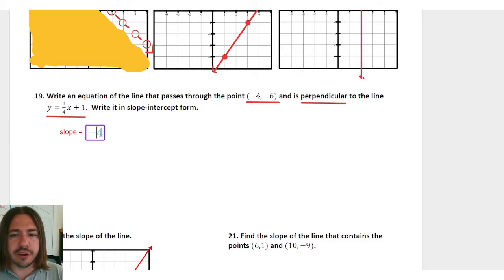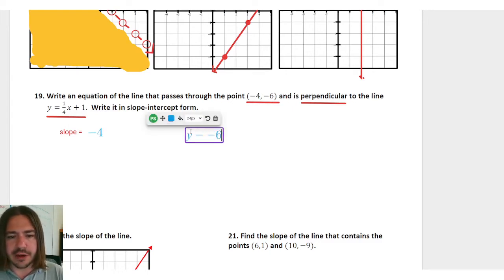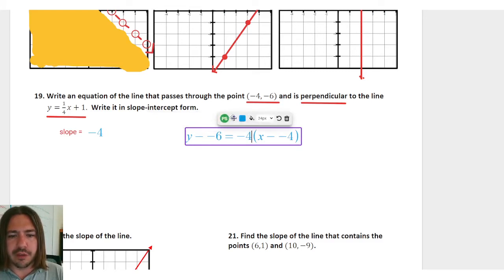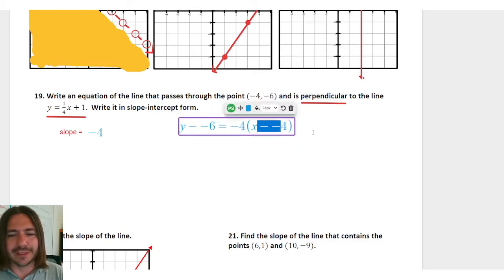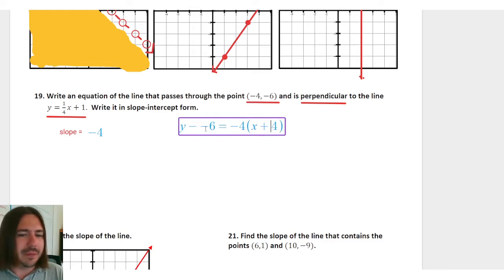Okay, this over here is my x1, y1, and so now I'm ready to write my equation. Y minus -6 is equal to -4 times x minus -4, and we've talked about this before, which is if you've got minus a negative, don't leave it like that. Just change that to plus. It means the same thing.